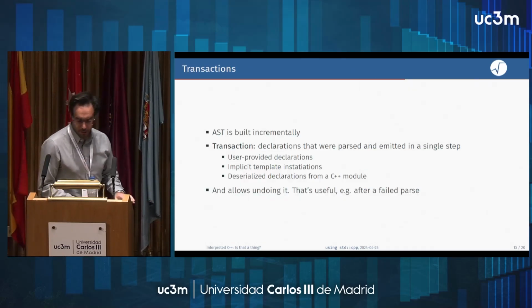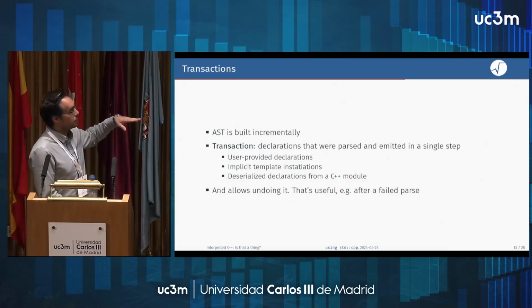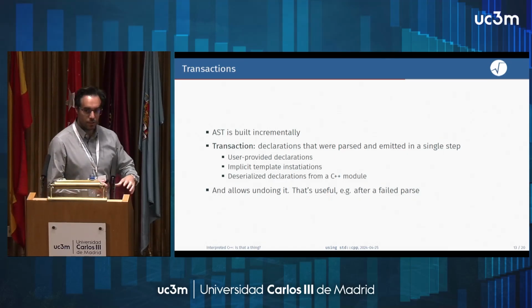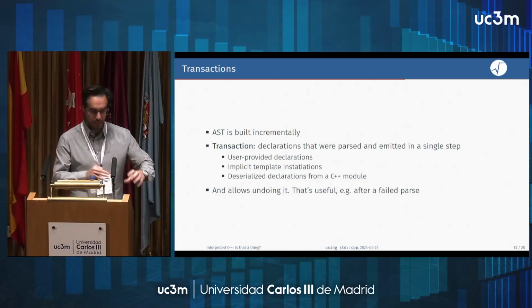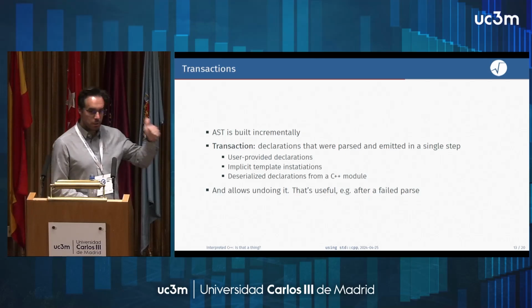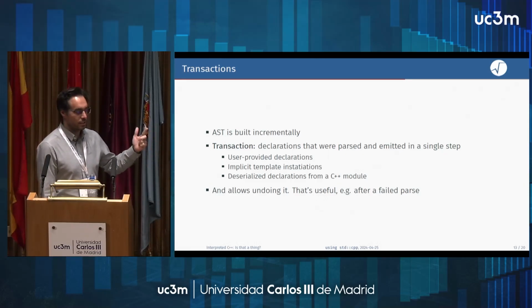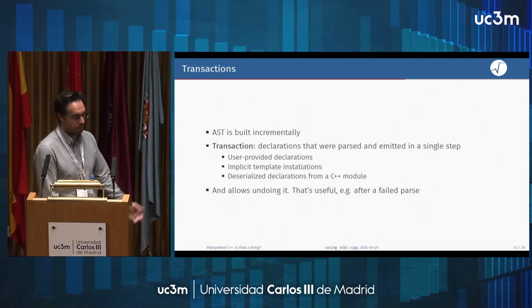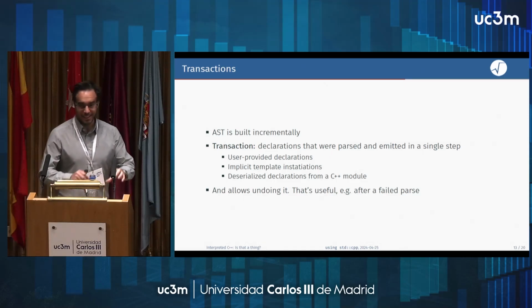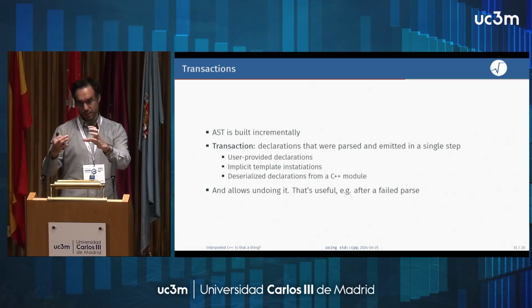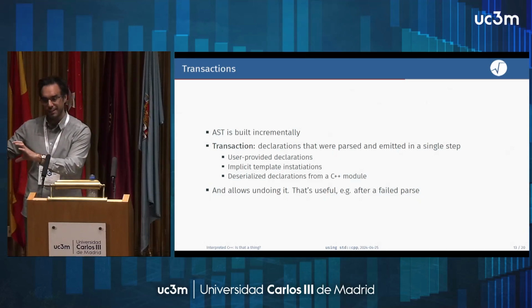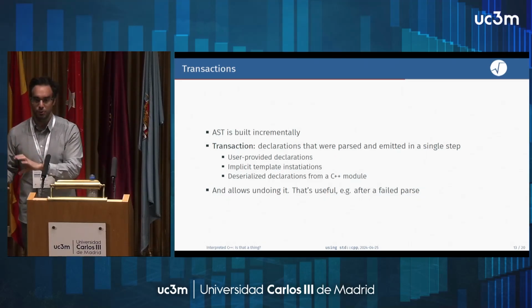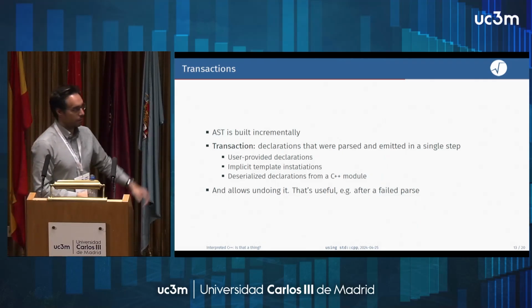Let me briefly introduce the concept of transaction. We saw that the AST is built incrementally, and all these declarations that have been parsed as a whole and become a delta to the AST, we call a transaction. It involves user-provided declarations, implicit template instantiations, and deserialized declarations from a C++ module. Also, although I have not mentioned it here, it includes some macro definitions that you might have defined. The important thing is that we add those deltas, those become part of a transaction, and you can revert transactions. So you can delete declarations from the AST and make the backend side, that is LLVM, forget about the emitted symbols that match the corresponding deltas on the AST.